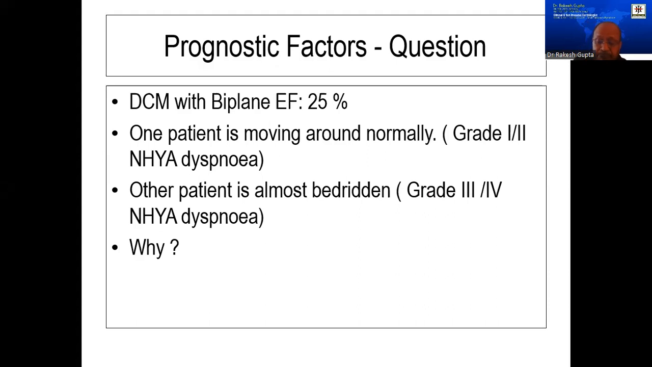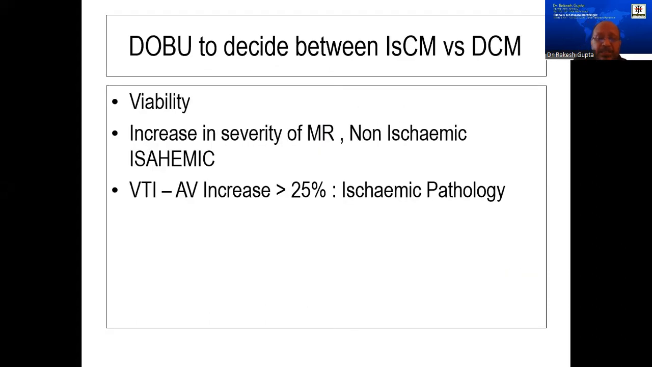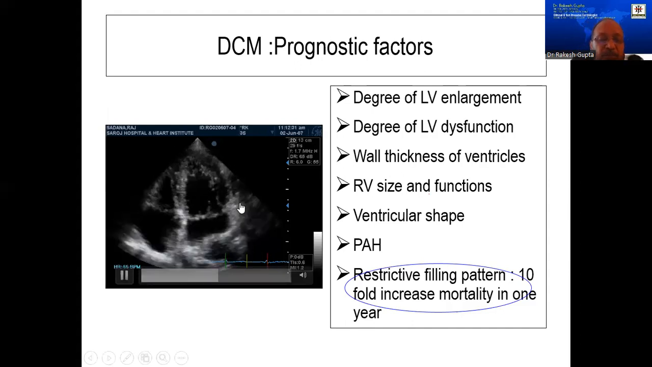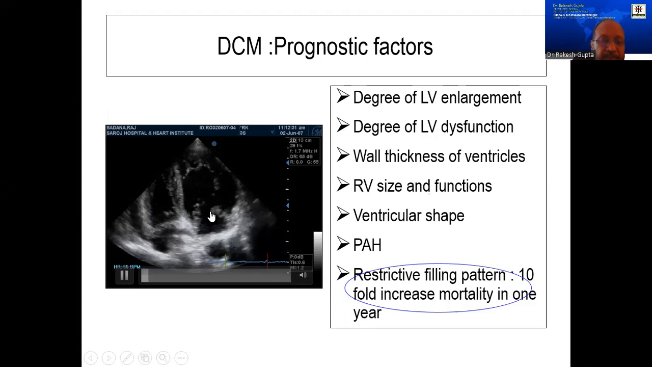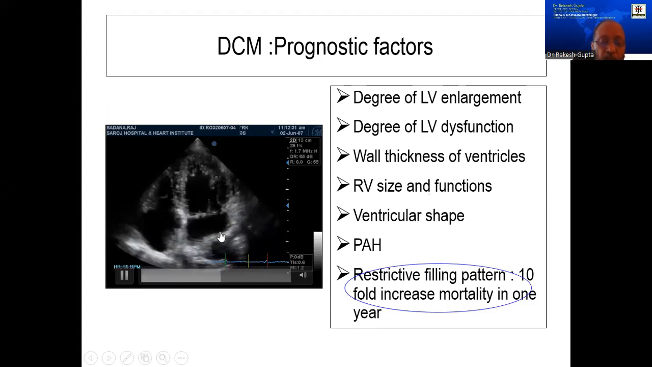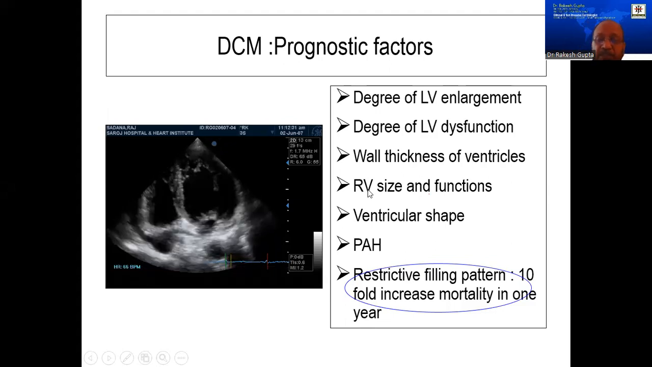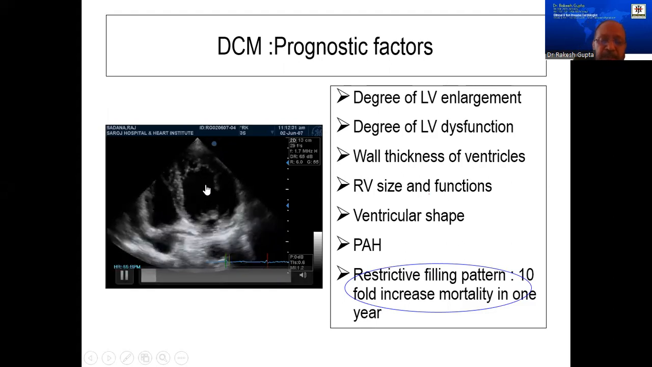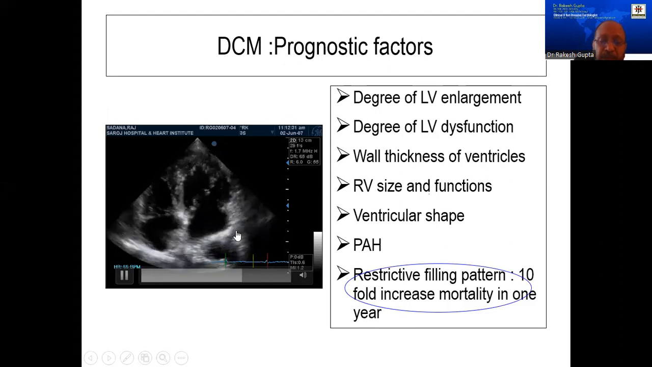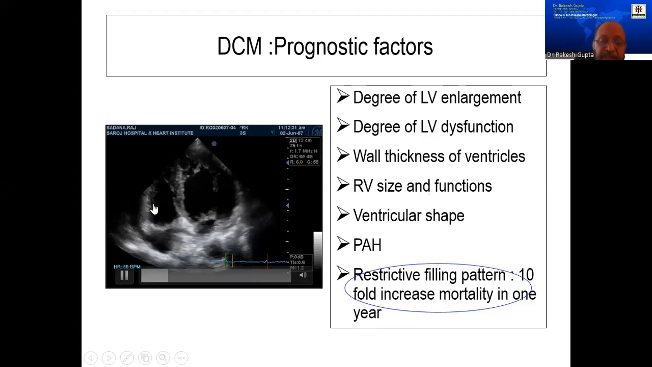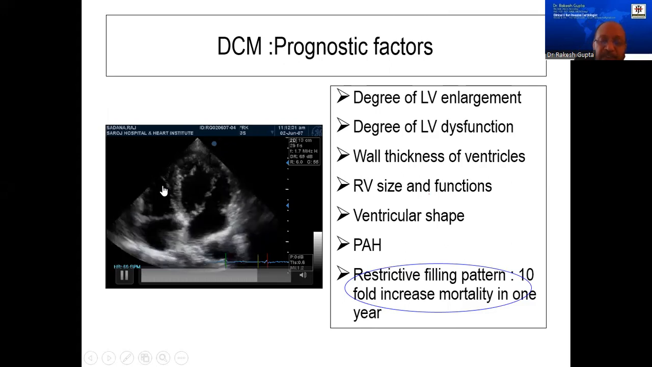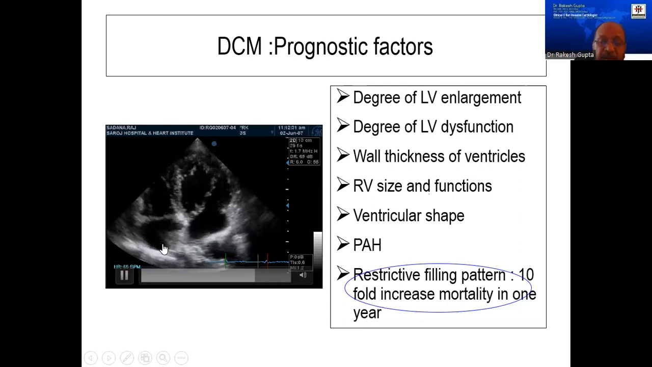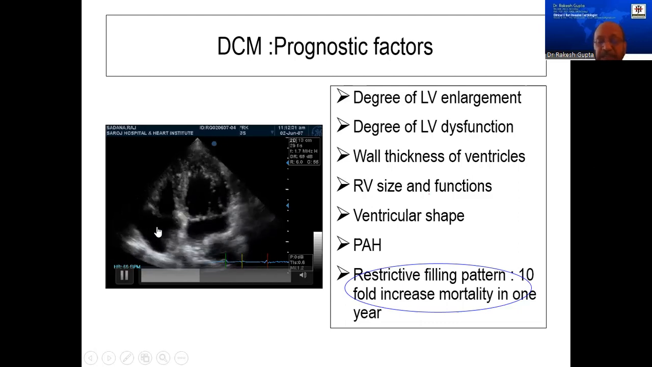Well, let's go back to the previous slide. Look, this LV function is almost 25%, right? It all depends on the filling pressures. One by one, I've told you everything. If restrictive filling patterns are present, LA pressures have become high. If my RV has become dilated, it means RV dysfunction has set in. If my RV systolic pressure has become high, it means the patient has gone to the right-sided phase.